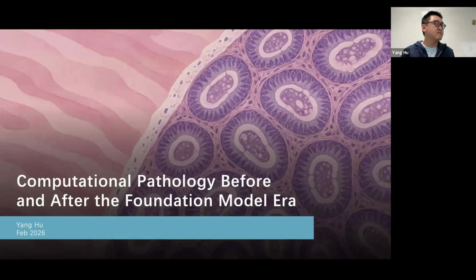Yang is a lecturer at the School of Computing and Mathematical Sciences, University of Leicester, having ended his contract as a research scientist at the Nuffield Department of Medicine at Oxford. His research focuses on computational pathology, medical image analysis, and the development of lightweight and interpretable AI methods. The title of Yang's talk today is Computational Pathology Before and After the Foundation Model Era. So with that, I'll pass over to you, Yang.